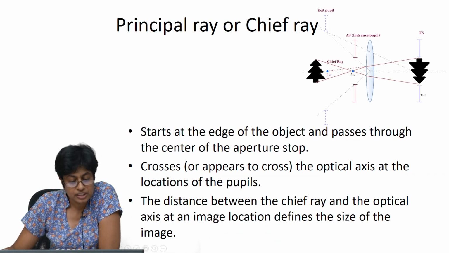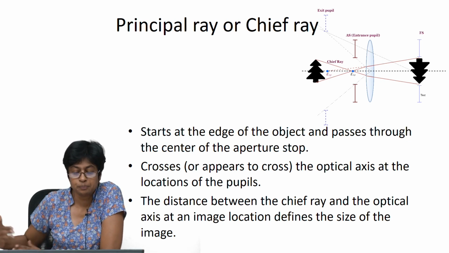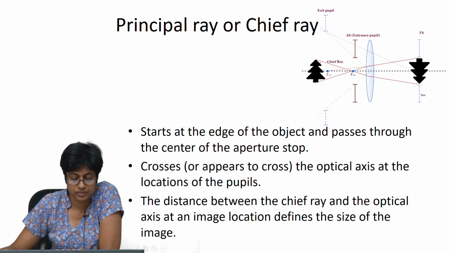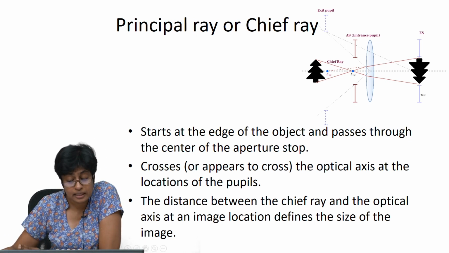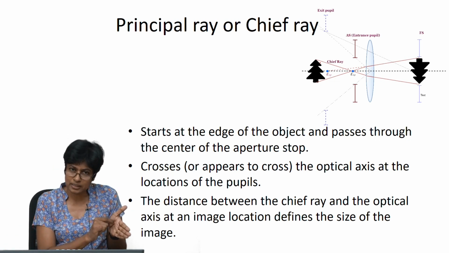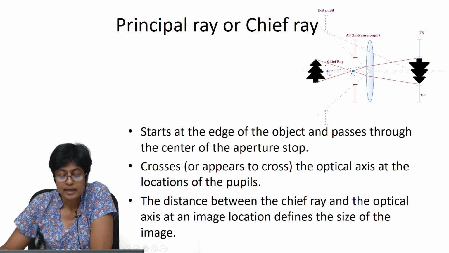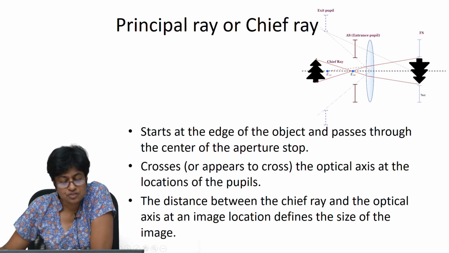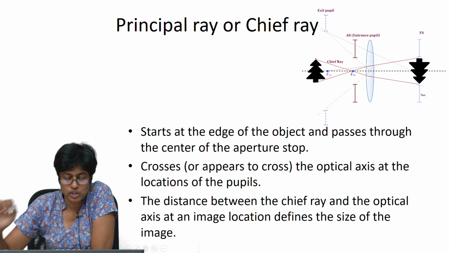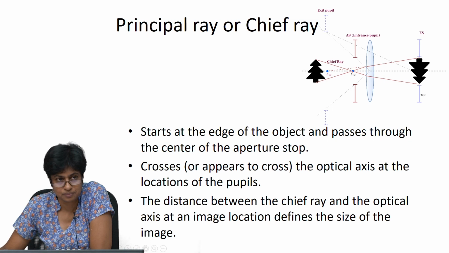The principal or chief ray is a ray that comes not from a point on the axis, but from a point at the extreme edge of the object, and it is quite opposite to the axial ray. So, the axial ray started from an axial object point and went to the edge of the entrance pupil. Here the chief ray starts from an extreme object point and goes through the center of the entrance pupil.